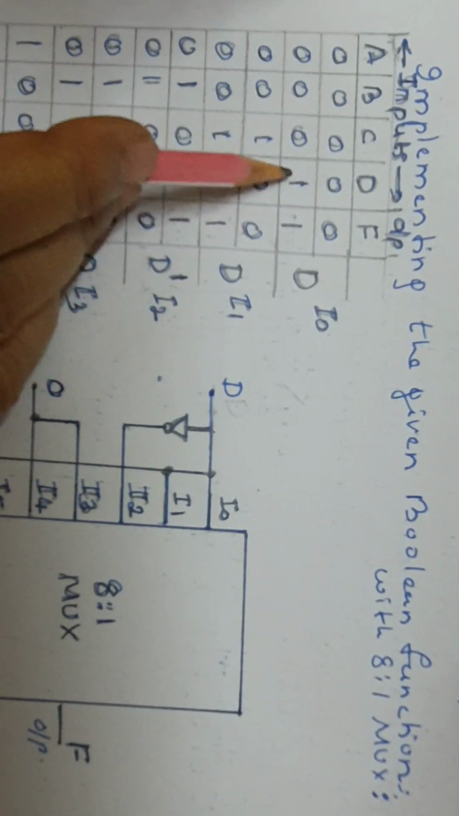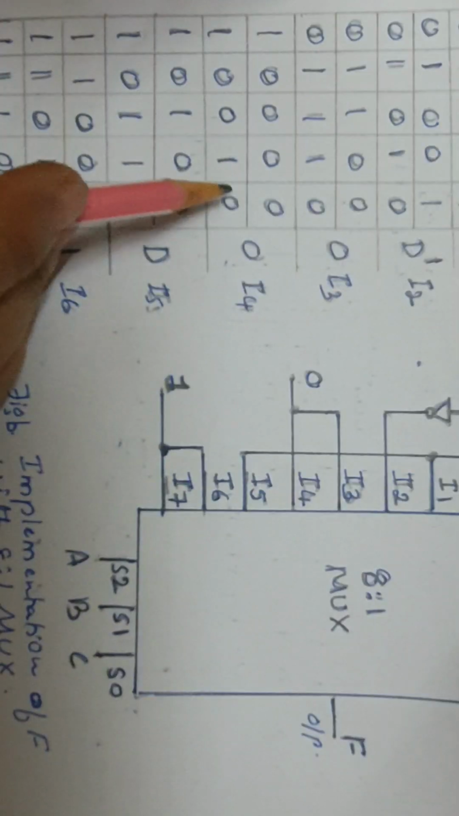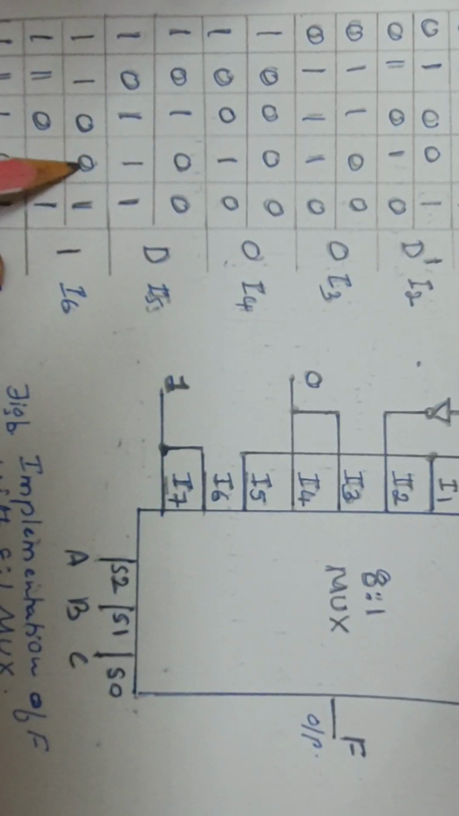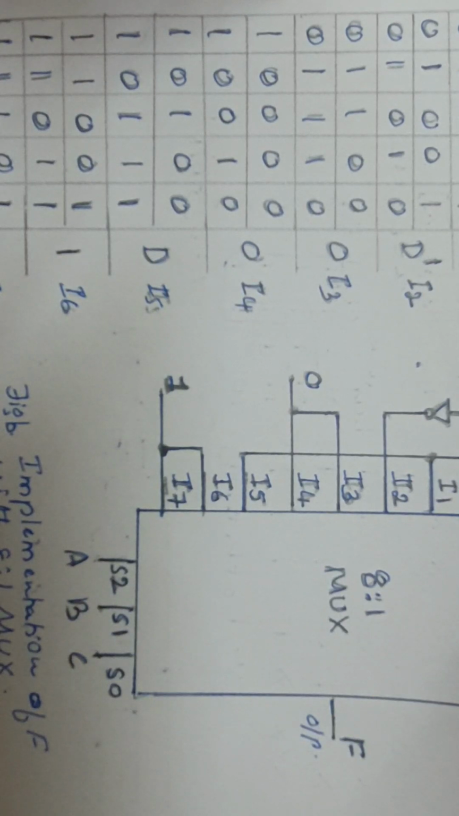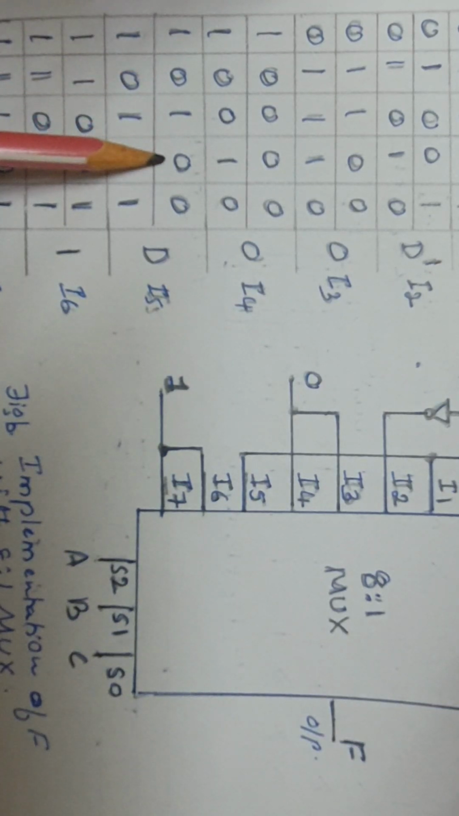This is 0, 1, 2, 3, 4, 5, 6, 7, 8. And this is 9, 10, 11, 12, 13, 14, 15. So these are the minterms. M0 to M15 means totally 16 minterms are possible for 4 variables. So they are written in the truth table in the form of different combinations of input. Then for each combination of input, so here 1010 means minterm 10, M10.